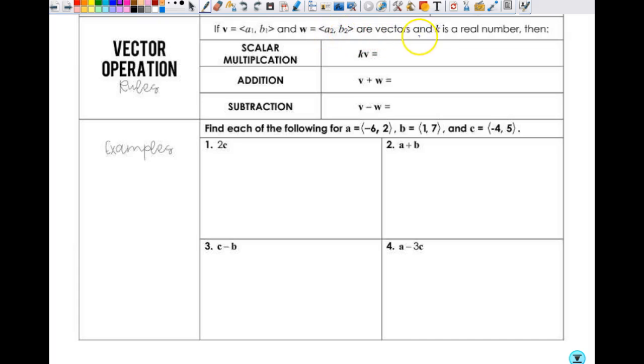So it says these are vectors, and k is a real number. That's going to be our scalar. So scalar multiplication looks like this. This is v, which is a1, b1, right? So that means that k times v is just going to be k times a1, comma, k times b1. I'm sorry, I didn't write that down right. a1, b1. You literally just take k and multiply it by both numbers in your vector. That's it.